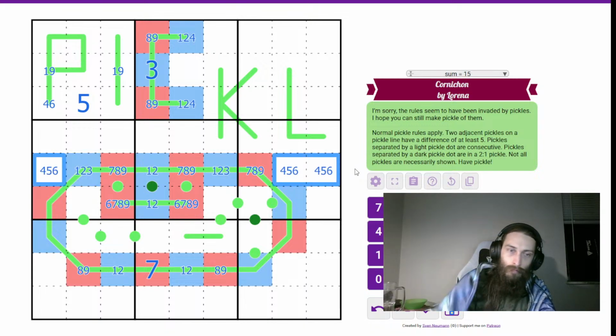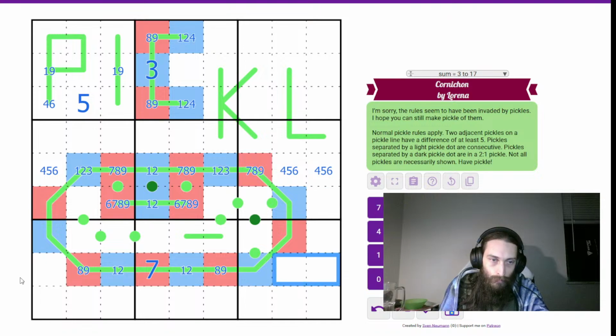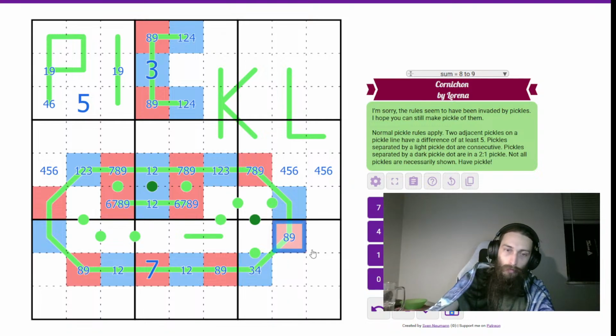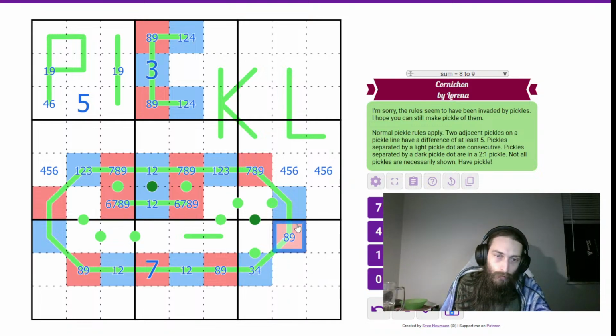Which makes 4, 5, and 6. This one, well, this one's 3 or 4. So this is 8 or 9. Now, this is consecutive, and so is this.